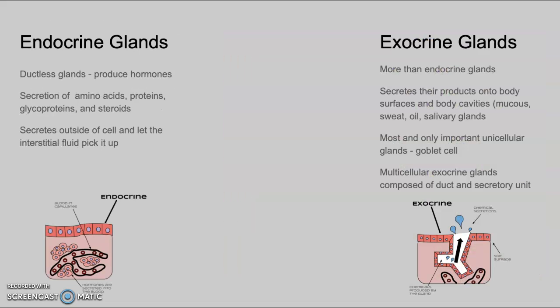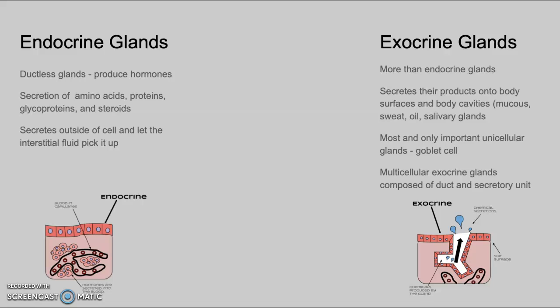Talking about each gland, we have endocrine and exocrine. Endocrine glands are ductless glands that produce hormones, the secretion of amino acids, proteins, glycoproteins, and steroids. It secretes outside of their cell and lets interstitial fluids pick it up.